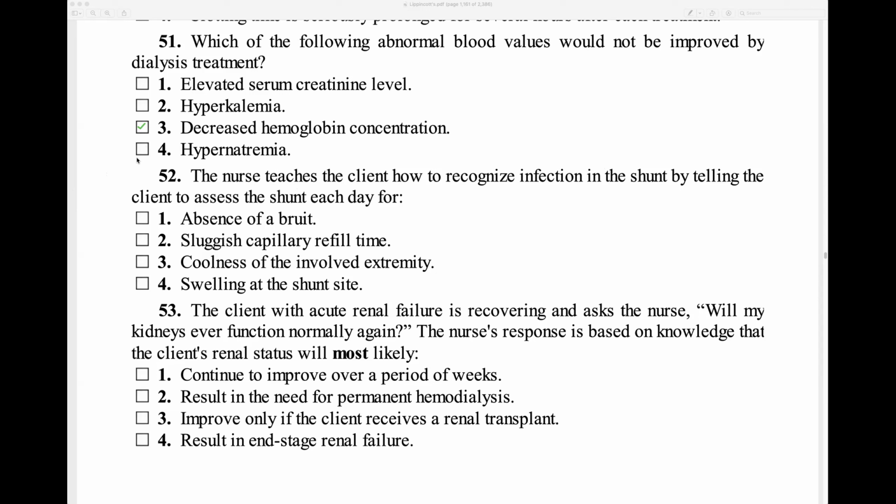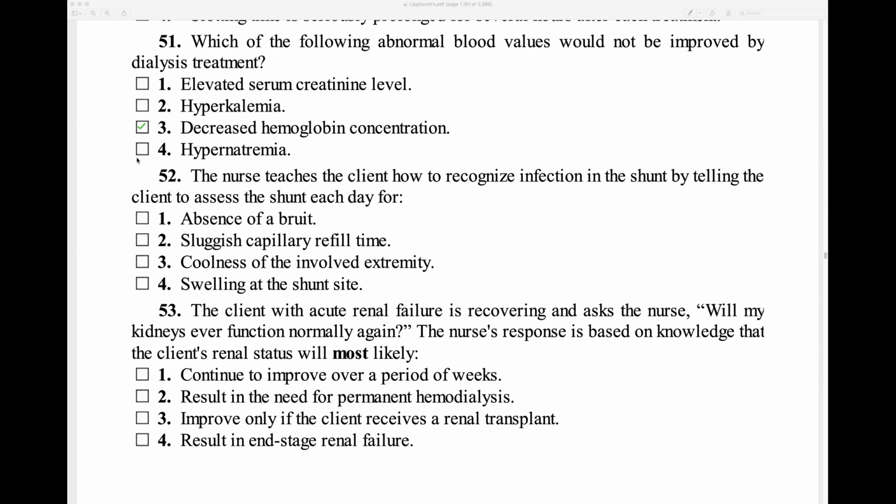So elevated serum creatinine level, that's a problem because of the kidney disease, but going to dialysis would fix that. It would remove the creatinine from the blood, because somebody who needs dialysis has kidney disease or a kidney problem, and they're going to have elevated serum creatinine, and going to dialysis would reduce the creatinine level. Okay, somebody on dialysis has kidney disease, they're going to have high potassium. Going to dialysis would remove that excess.